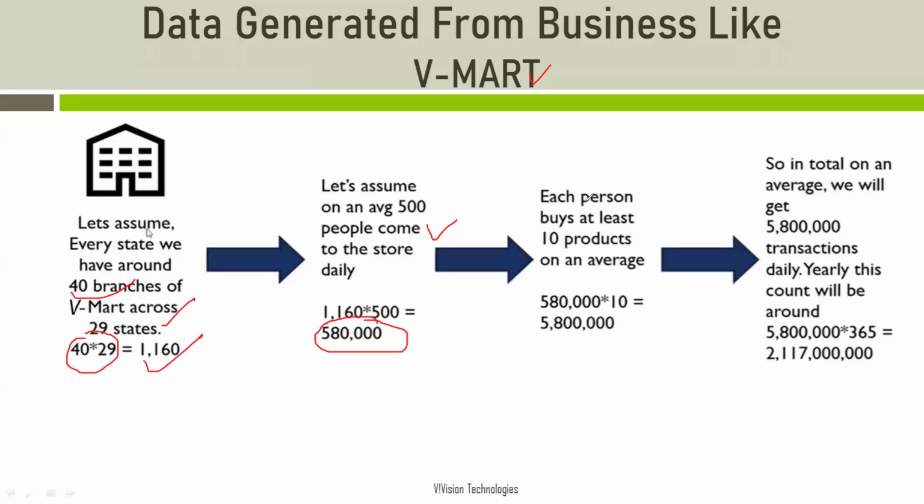Then each person is buying at least 10 products on average. So it's around 58 lakhs transactions daily on average. If you multiply with 365 on a yearly basis, it's around 211 crores. So this many records or transactions are going to happen on a yearly basis.